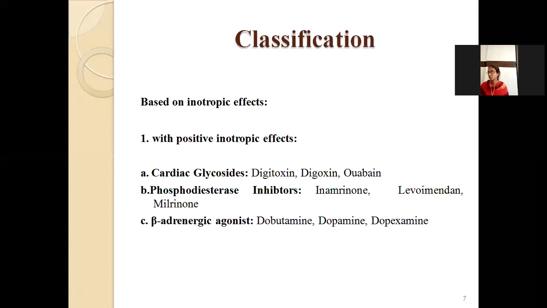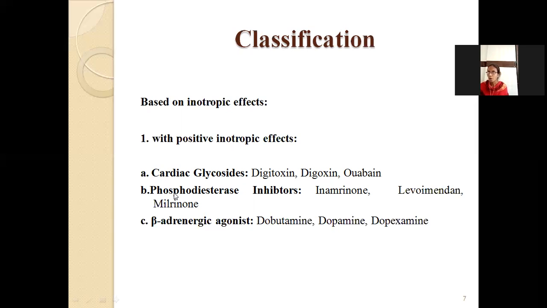Next classification is based upon the inotropic effect. First one is with positive inotropic effect. In this, the first one is cardiac glycosides. Examples are digoxin and quinabine. So these are the drugs which come under the cardiac glycosides.